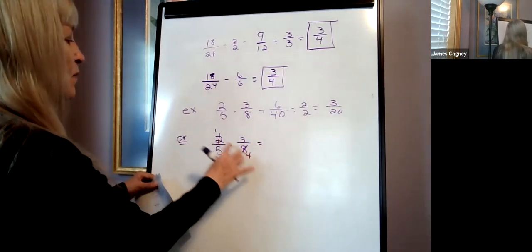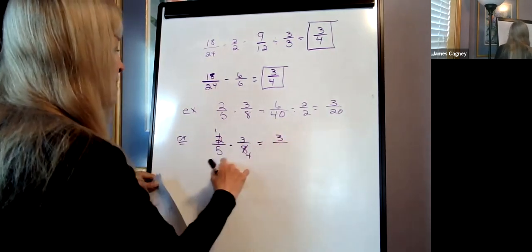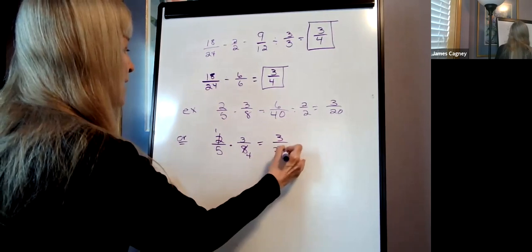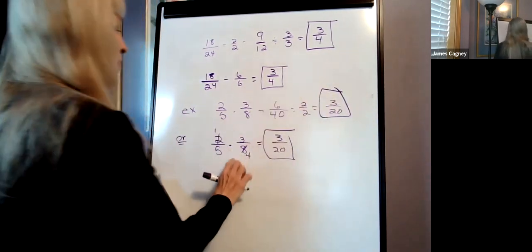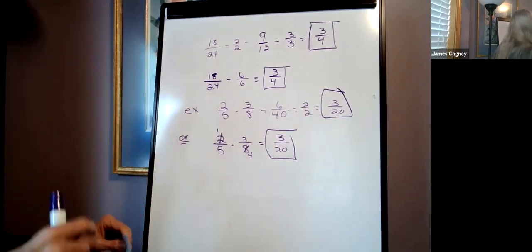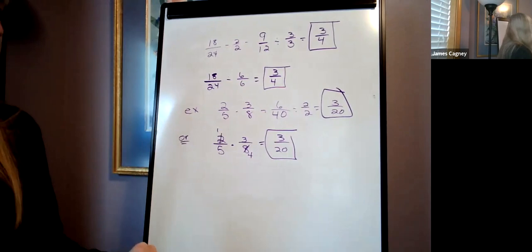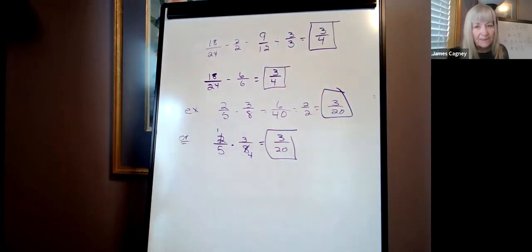Now, once I've cross-reduced it, 1 times 3 is 3. 5 times 4 is 20. Notice I got the same answer either way. So if you know how to cross-cancel, I would use that, especially when we have variables. It helps a lot. Again, you get the same answer whichever way you do this. So back to the smartboard.